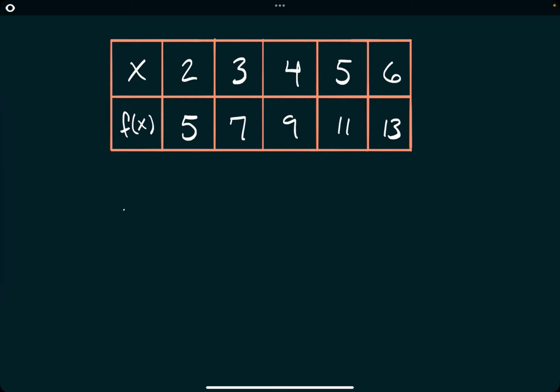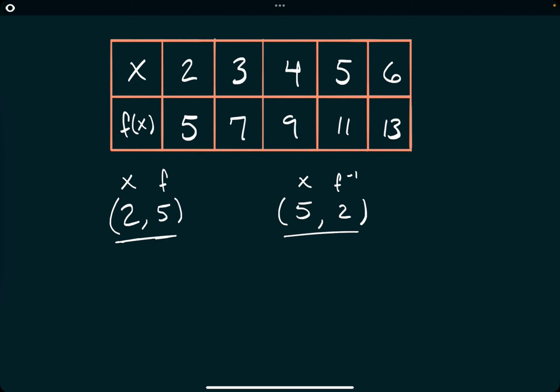So let me put it this way. If from this table we know that when x is 2, f is 5, that means we also know that when x is 5, f inverse is 2. Notice this ordered pair just gets swapped around if you want to know the ordered pair that's on the inverse function. Once again, if 4, 9 is a point on the original function's graph, then 9, 4 will be a point on the inverse function's graph.